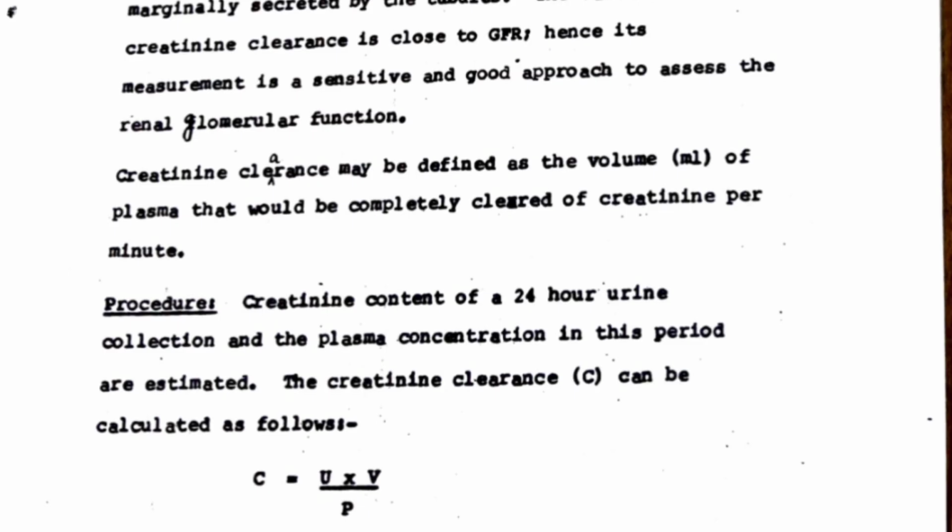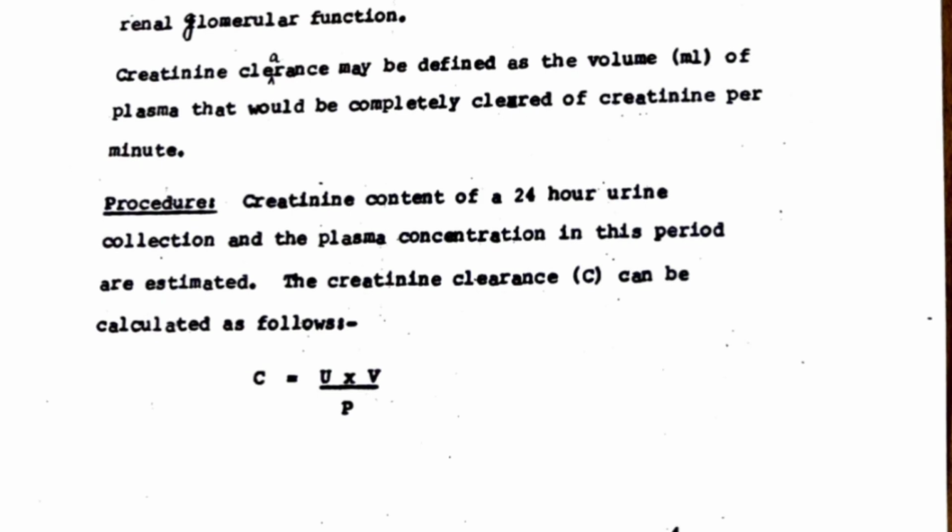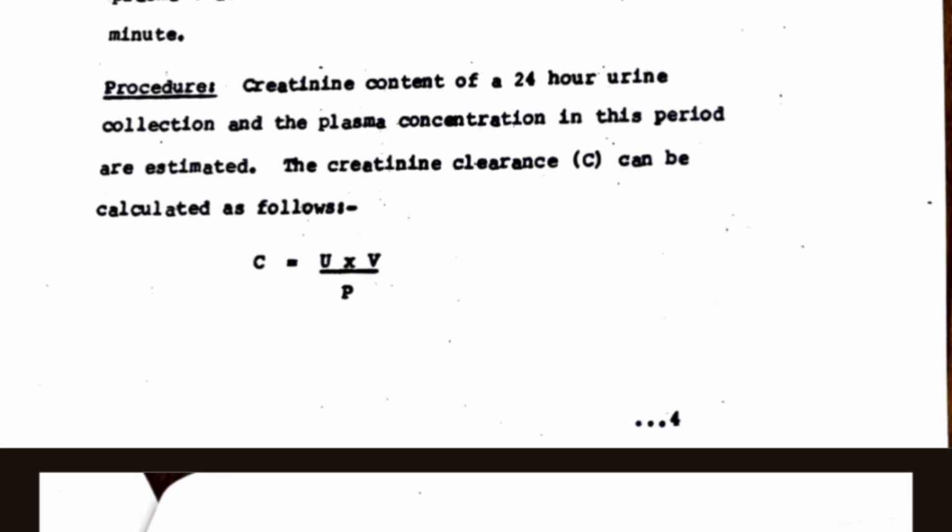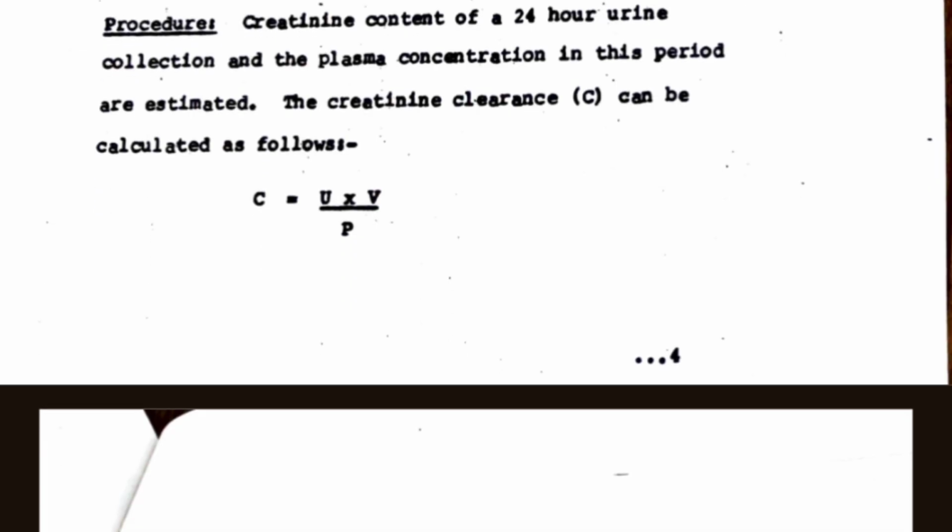The value of creatinine clearance is close to GFR, and hence this measurement is sensitive and assesses renal glomerular function. Creatinine clearance may be defined as the volume of plasma that would be completely cleared of creatinine per minute. The procedure: creatinine content of a 24-hour urine collection and the plasma concentration in this period are estimated. The creatinine clearance can be calculated as follows. This formula is very important for theory as well as practical.